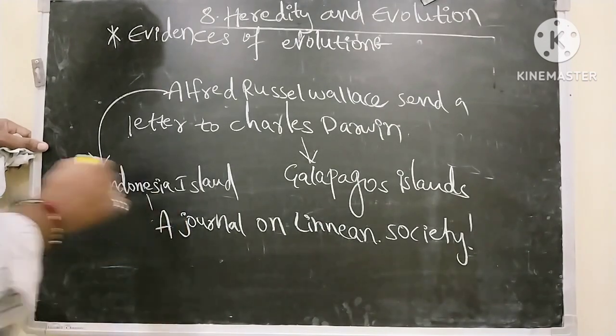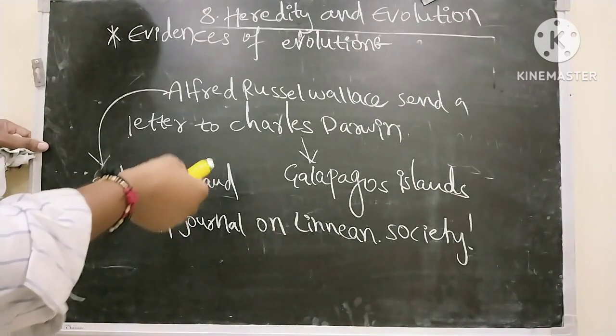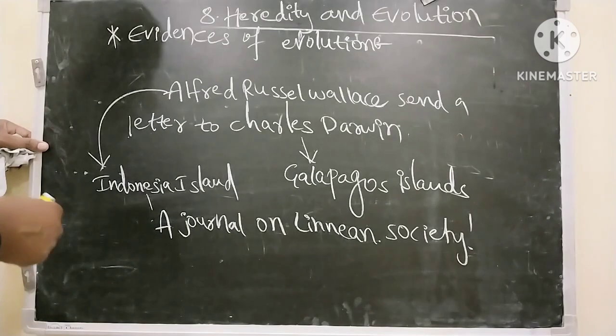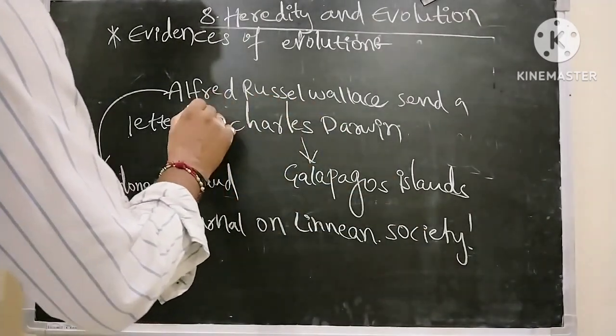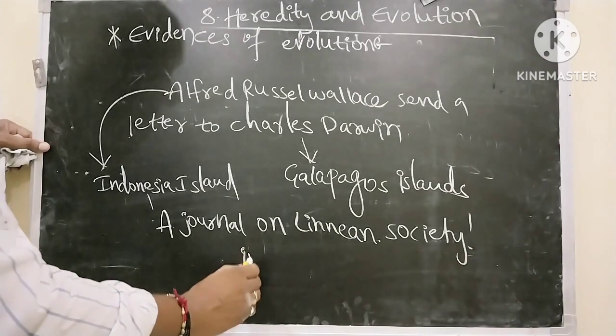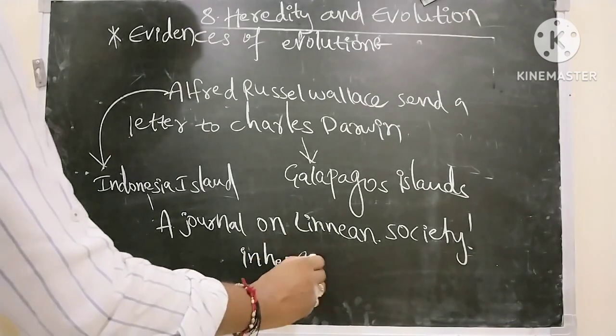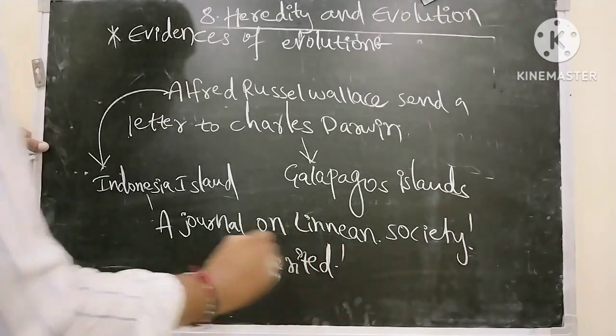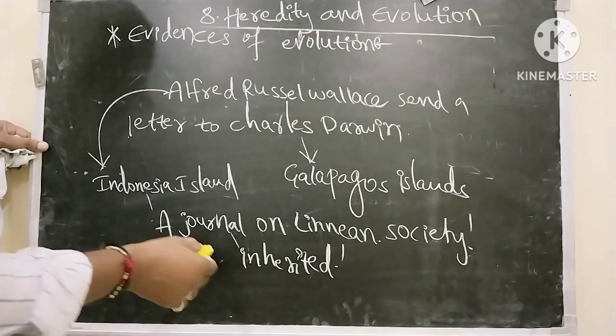Later, their criticism is erased. Why? Because they are saying that variations occur, but the question is how these variations are inherited. So they are not able to say.